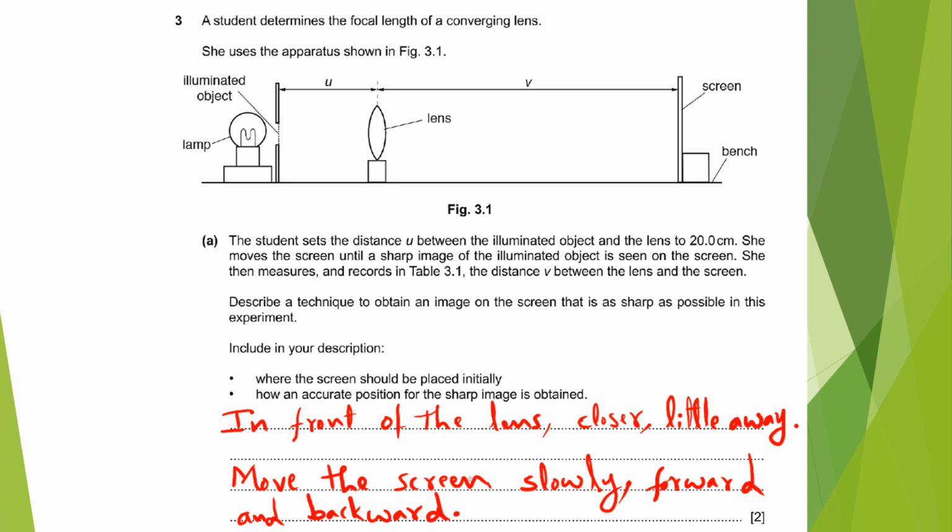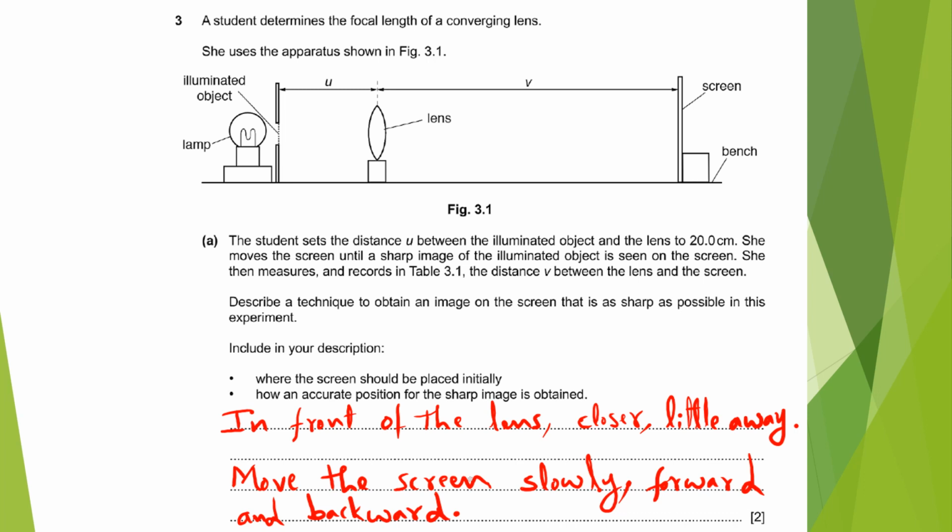Describe a technique to obtain an image on the screen that is as sharp as possible in this experiment. Include in your description where the screen should be placed initially, and how an accurate position for the sharp image is obtained. So, in order to get the image, the screen should be in front of the lens, either towards or away from the lens. Then in order to get the sharp image, the main point we need to remember is we have to move the screen slowly towards the lens or away from the lens.